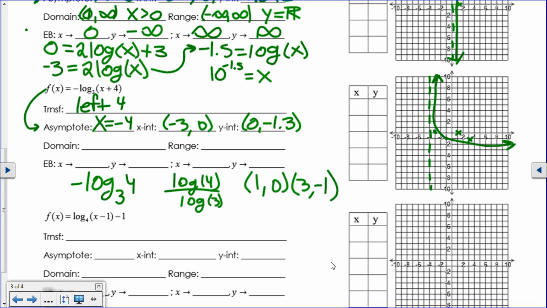Okay? What's the domain? Where does your domain start? Negative 4. And where does it end? Infinity. So there's your interval notation. How would I write that in set builder? x is greater than negative 4. It's not all real numbers. What's your range? Your range is all real numbers, so negative infinity to positive infinity. And then y is equal to fancy R.